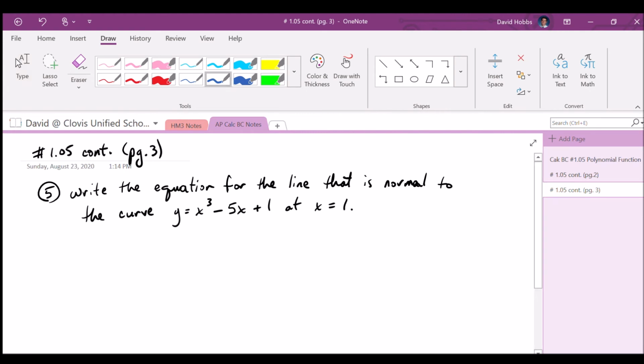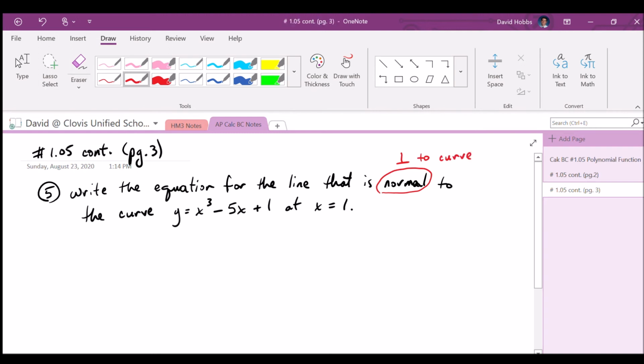Problem number 5, write the equation for the line that is normal to the curve y equals x cubed minus 5x plus 1 at x equals 1. Okay, first off, everybody should know the terminology normal or normal line to a curve. So it's perpendicular to the curve.